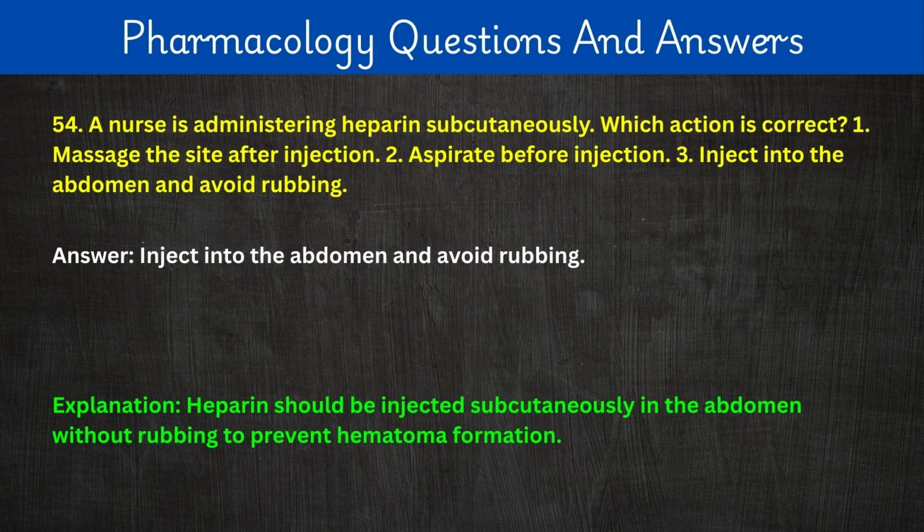54. A nurse is administering heparin subcutaneously. Which action is correct? 1. Massage the site after injection. 2. Aspirate before injection. 3. Inject into the abdomen and avoid rubbing. Answer: inject into the abdomen and avoid rubbing. Explanation: heparin should be injected subcutaneously in the abdomen without rubbing to prevent hematoma formation.